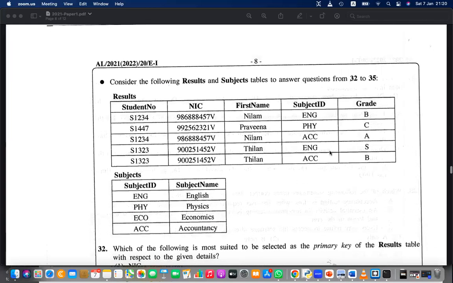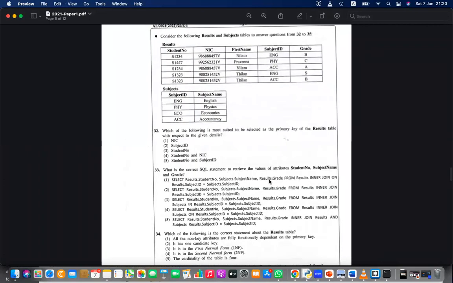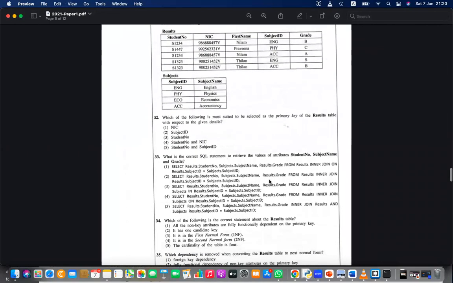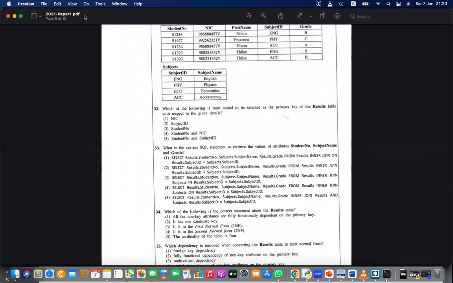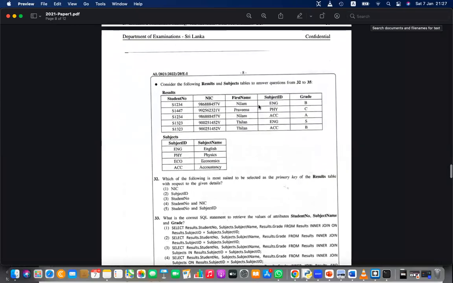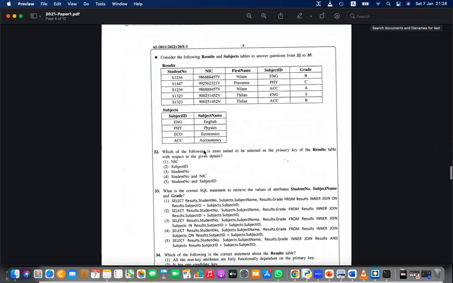Okay, let's move to the next set of questions. Up to 35, please. Consider the following results and subjects tables and answer questions 32 to 35. Which of the following is more suited to be selected as the primary key of the results table with respect to the given data? We have the results table.